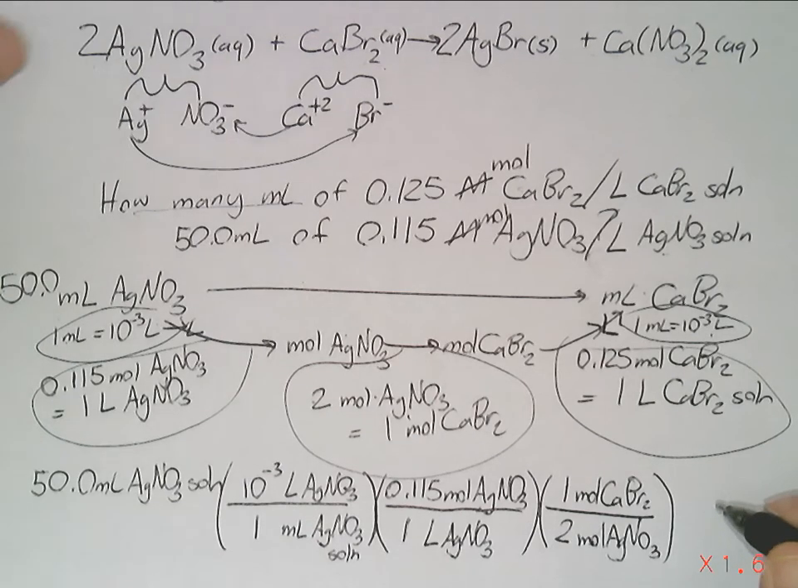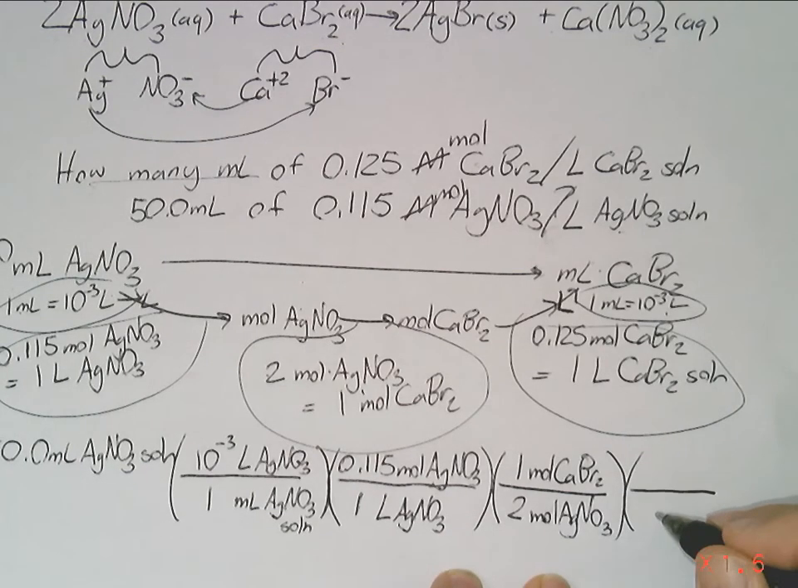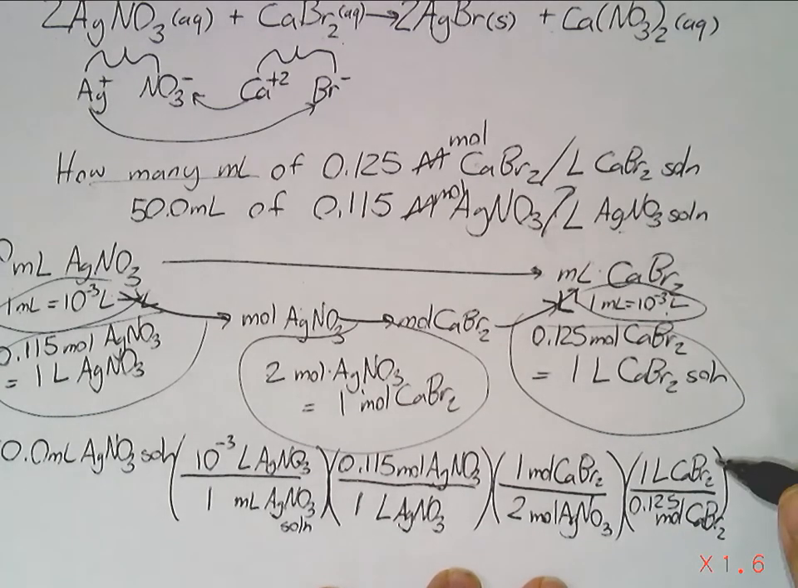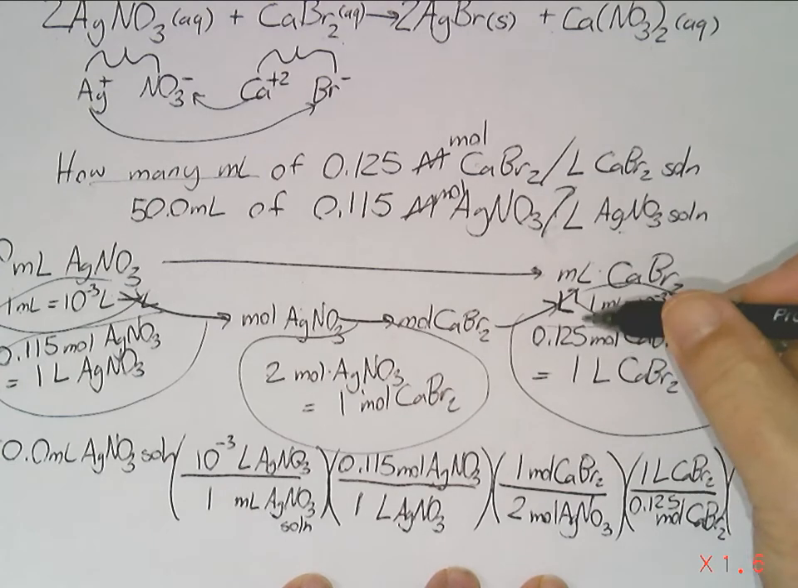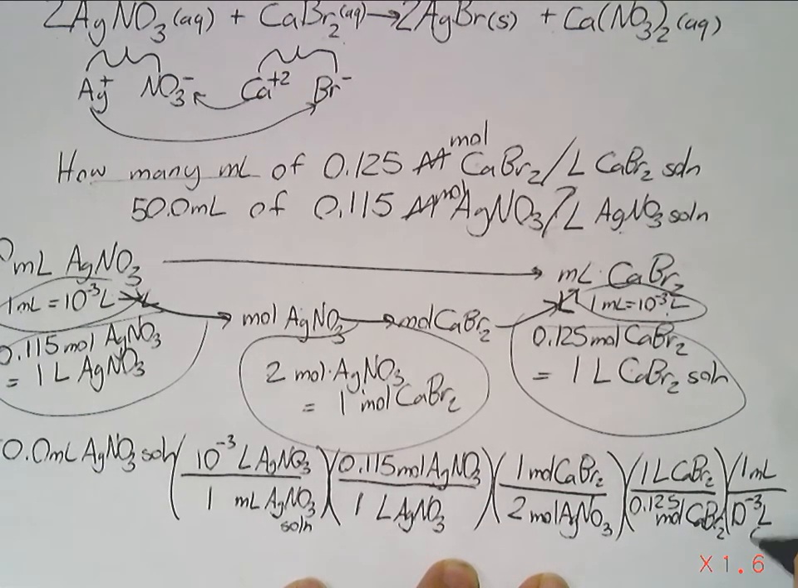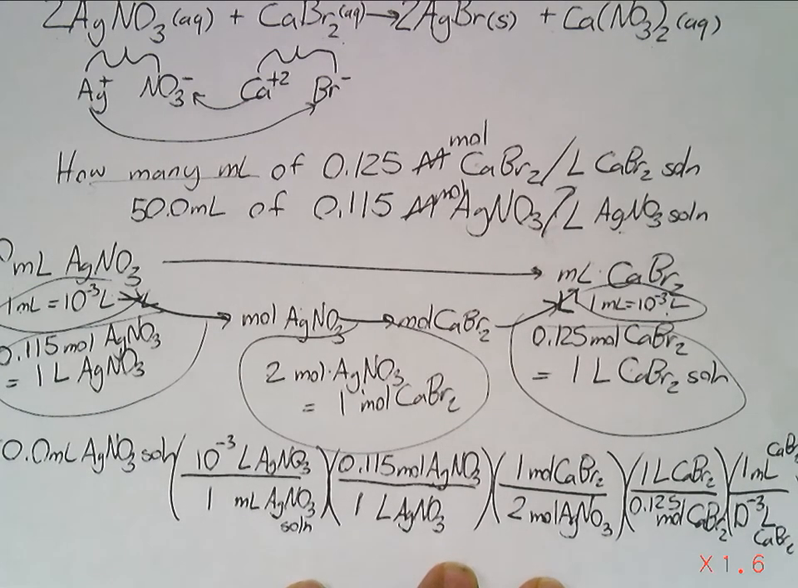Okay, now I want to get rid of moles of calcium bromide. So that has to go on the bottom of the next one. And I look at where I am on my roadmap, it's the molarity, 0.125 moles of this, and 1 liter of calcium bromide solution on top. And then the last thing I need to do is turn liters of this solution into milliliters. And that's the whole thing then.